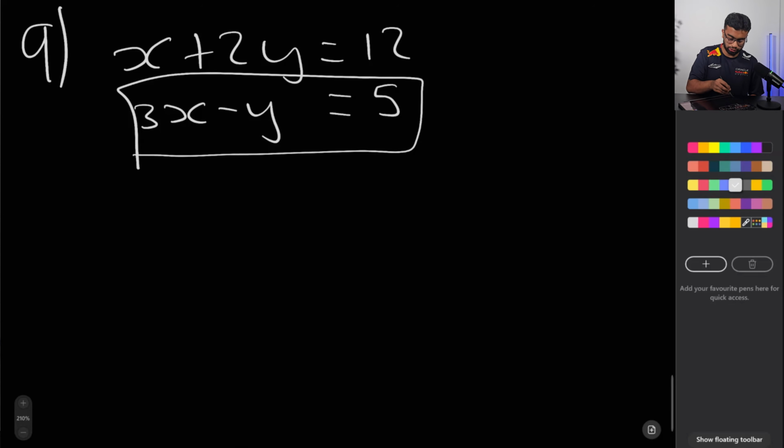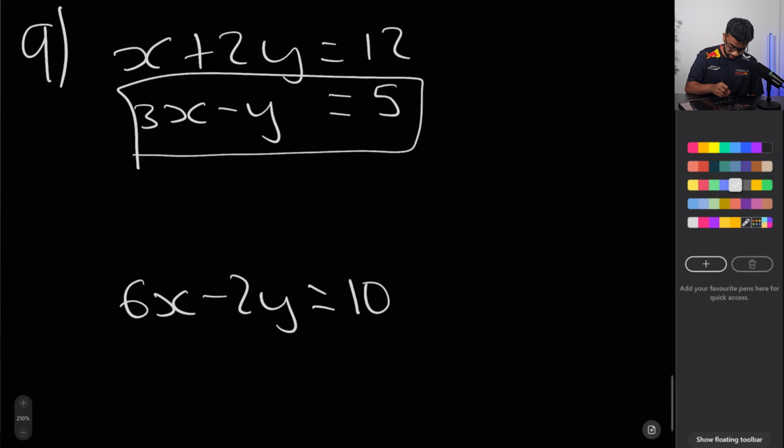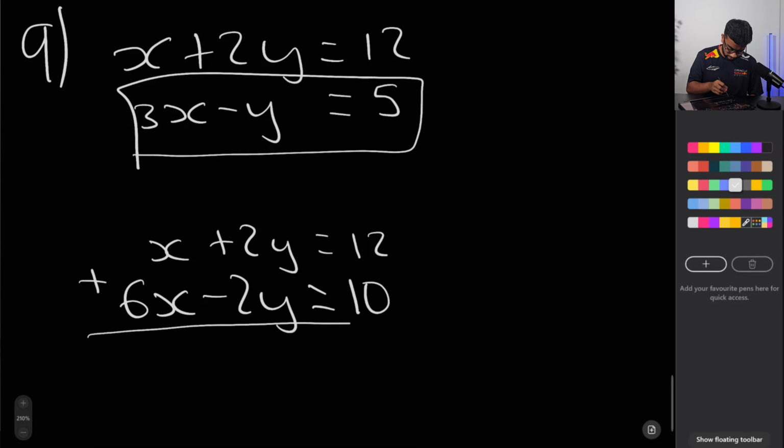So if you multiplied everything here by 2, we'd get 6x minus 2y equals 10. And our top equation, we could leave it the same because we've already got 2y. We'd have x plus 2y equals 12. And if we want these y's to give us 0, we'd have to add them together. 2y plus minus 2y would give us 0y, which would effectively be cancelling it out. So we'd add these and we'd get 7x and 0y equals 22.